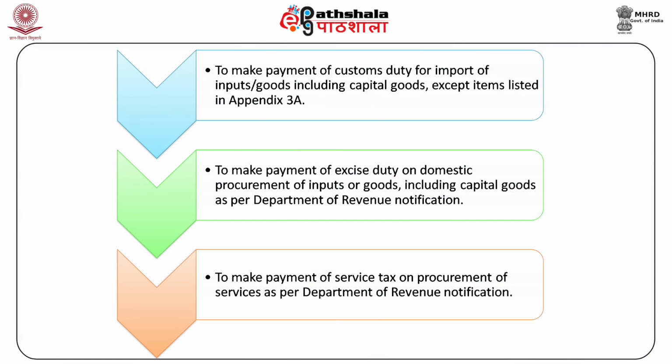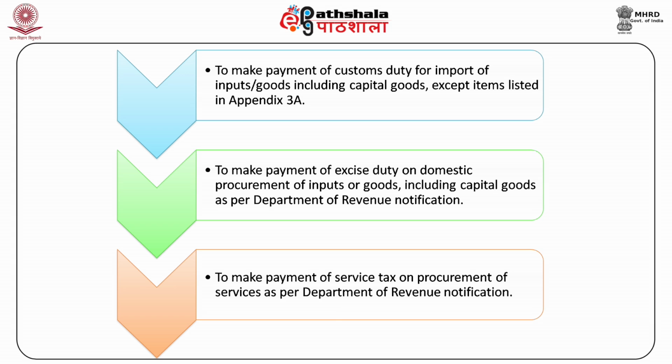Fourth, duty credit scrips to be freely transferable and usable for the payment of custom duty, excise duty and service tax. There would be no restriction on the transferability of the scrips issued under MEIS and SEIS and the goods imported against these scrips. If any scrip has been issued under the export category from any of the India schemes, then the scrip can be used for the following purposes: to make payment of the custom duty for import of the inputs or goods, including capital goods, except items listed in the Appendix 3A.